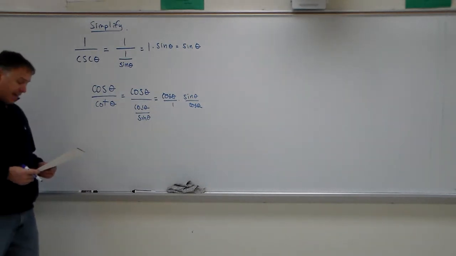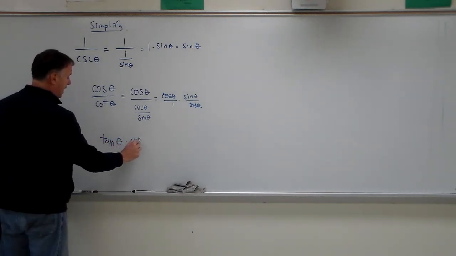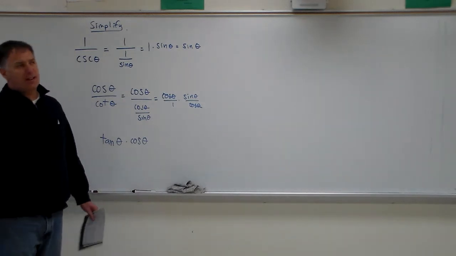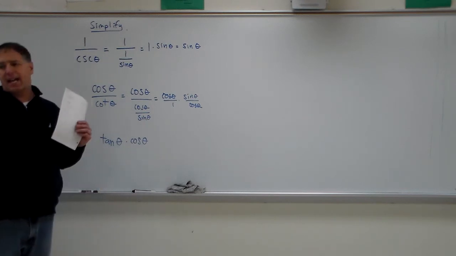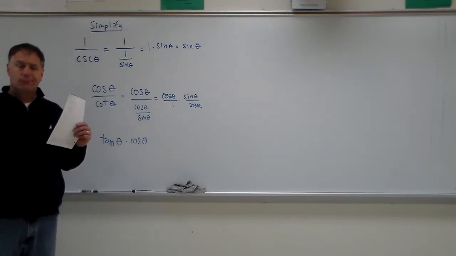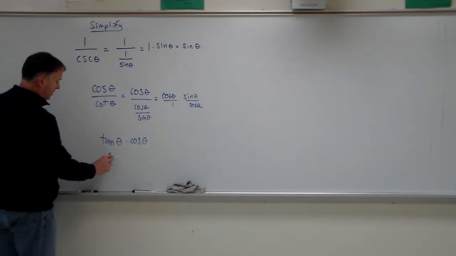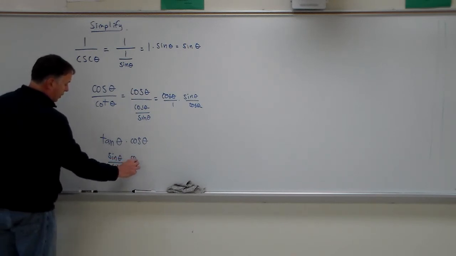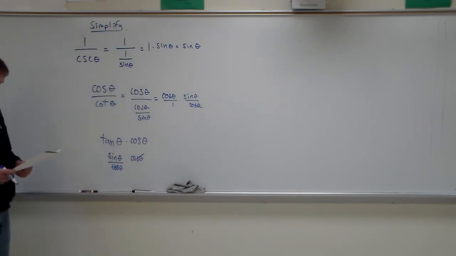What if I had this? Tangent of theta times cosine of theta. Well, what did I tell you to do? When you have things written as tangent, cosecant, secant like that, I take that and I write that as sines and cosines. So I'm going to make this sine of theta over cosine of theta times cosine of theta, and then my cosine of thetas cancel. So you'll see some like that.